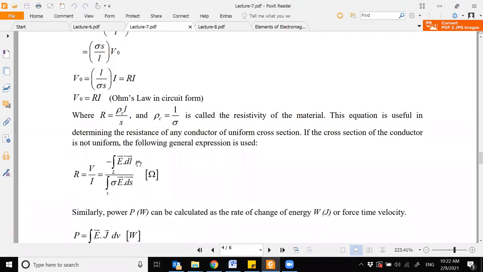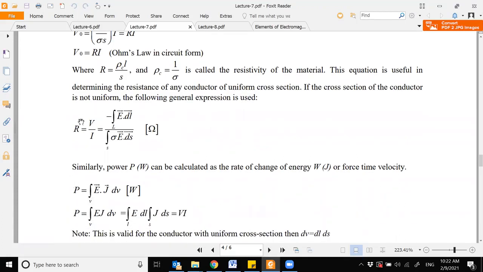So this means that if you know the electric field, and if you know the conductivity of the material, and if you know at what potential difference it is maintained, or even if you don't know the potential difference, if you know the length, then you can use this expression to find the resistance.